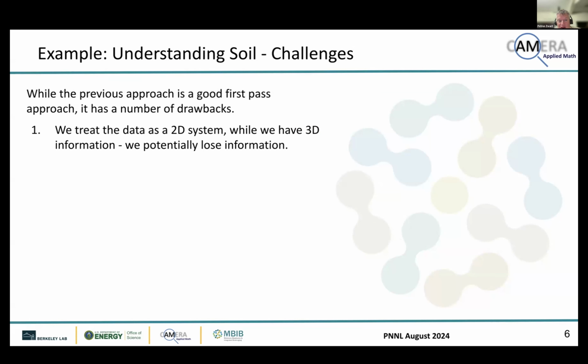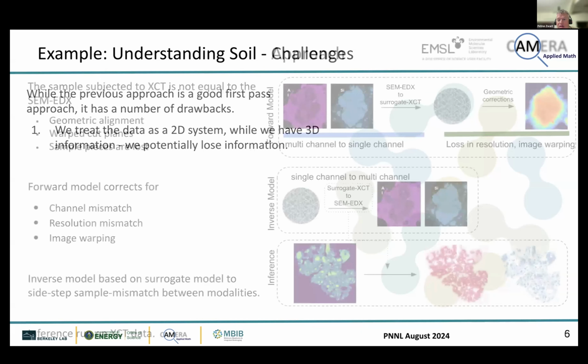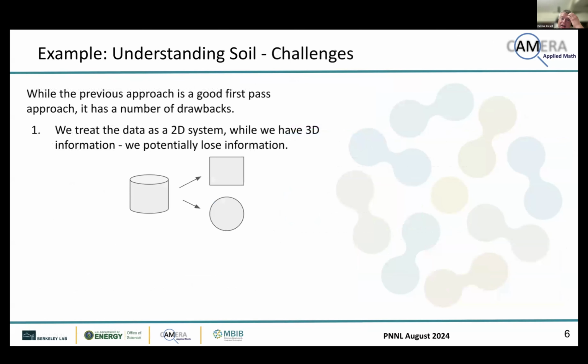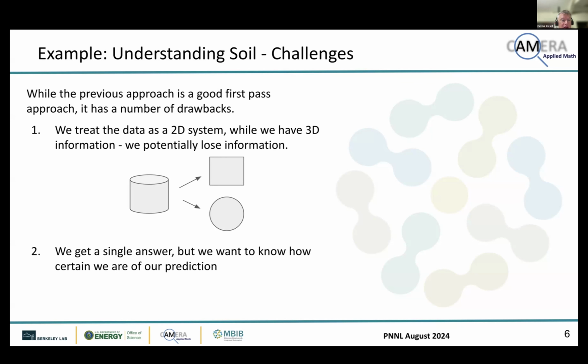One of the things that we're doing right now, and you can probably see that here, is that we treat the data as a 2D system while we actually have three-dimensional information, and you can potentially lose information. So if you look here at this cylinder, if you look at it from one angle, it looks like a rectangle. If you look at it from another angle, it is a circle. It's a disc. If you don't have a lot of information, and if morphology is important, this can really drive your analysis.